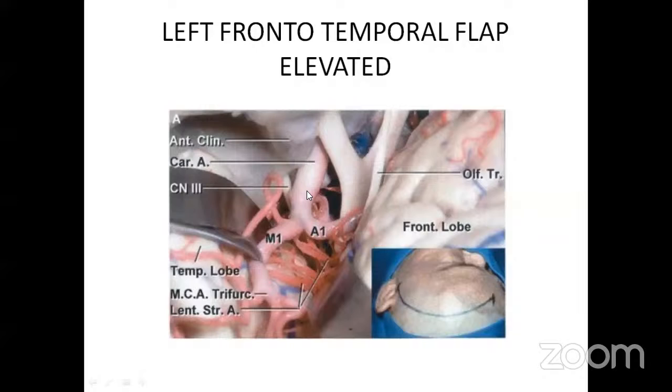Behind the internal carotid artery, we can see the third or the oculomotor nerve. This is the optic chiasm. Anteriorly is the optic nerve. Above is the olfactory tract. We can also appreciate lenticulostriate arteries that arise from the M1 segment of the middle cerebral artery.